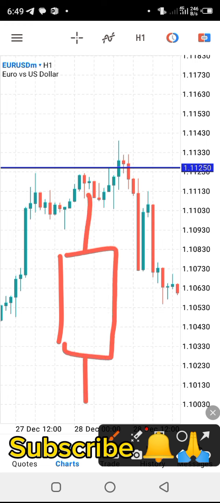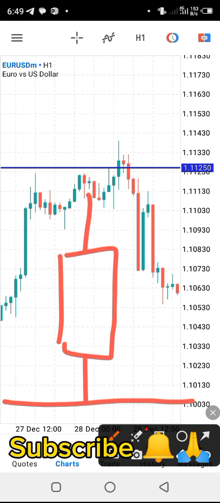Now, the order block has to be below the wick of this candle. It has to be below the wick, not at the tip of the bottom part of the wick of this candle. Now there are two criteria which you need to know.